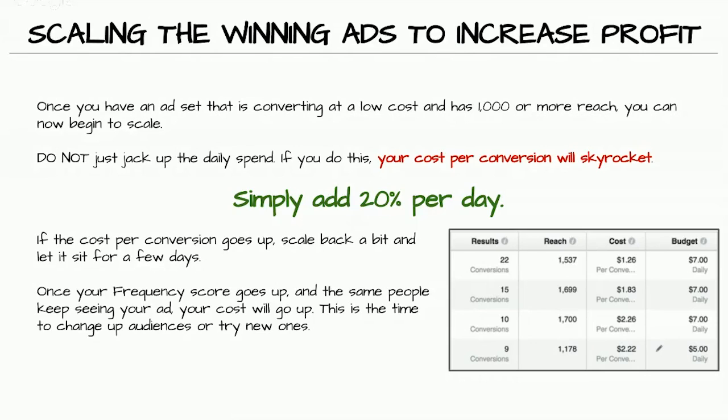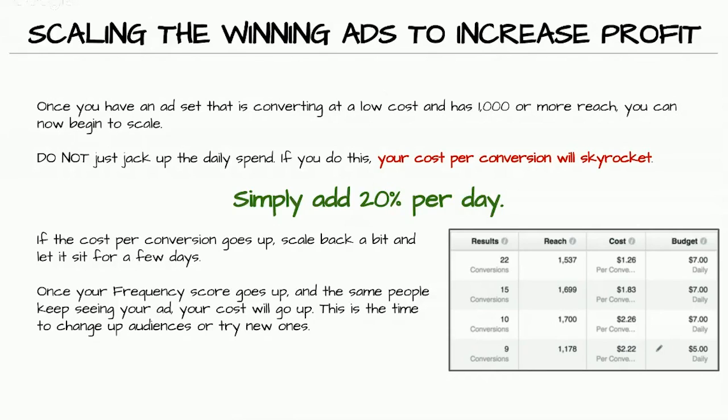All right. So scaling the winning ad set process. Once you have an ad set that is converting at a low cost and has 1,000 or more reach, you can now begin to scale. So you do not just jack up the daily spend. If you do this, your cost per conversion will skyrocket and you'll just screw up that campaign. A great rule is to simply add 20% per day. You can actually add more. I've done it, but I like to say 20% to be safe, totally safe.